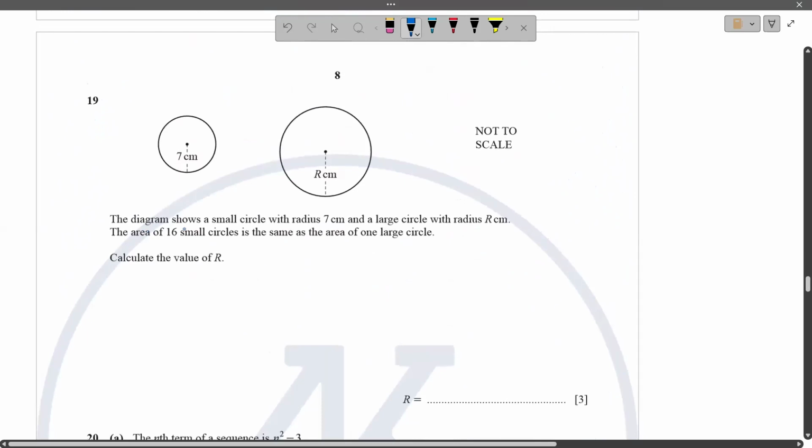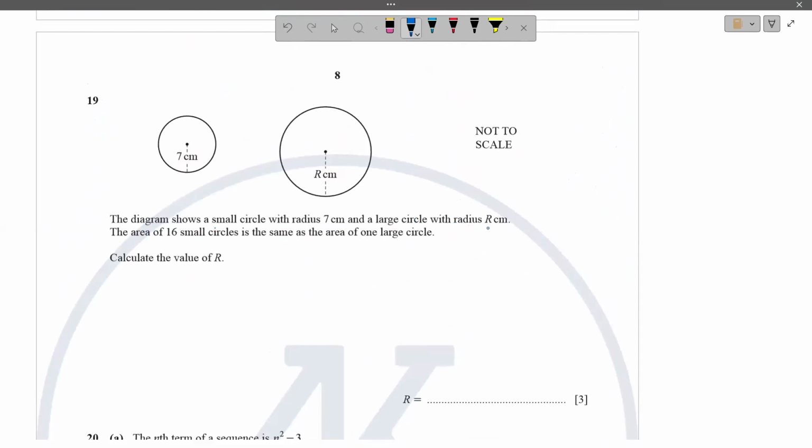Question 19. The diagram shows a small circle with radius 7 centimeters and a large circle with radius r. The area of 16 small circles is the same as the area of the large circle. So the area of a small circle is pi times 7 squared. Multiply by 16, which equals the area of the large circle, pi r squared. So can we get the value of r?